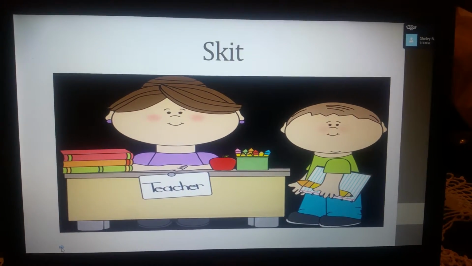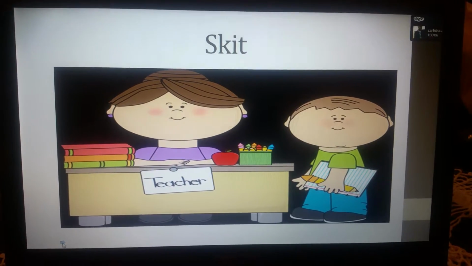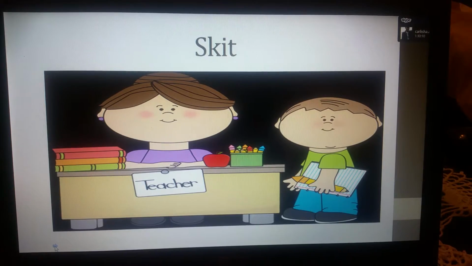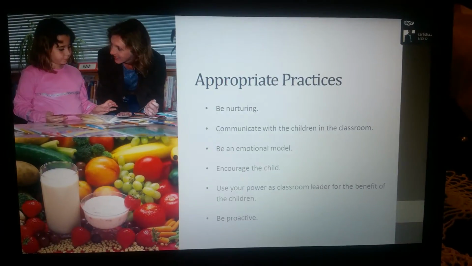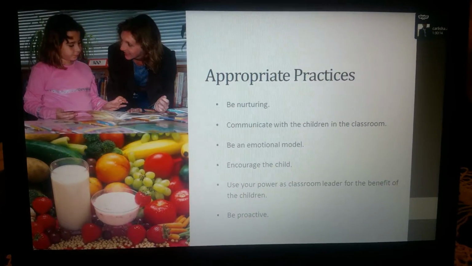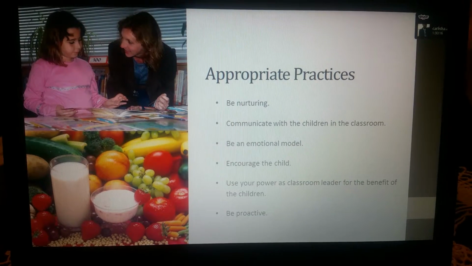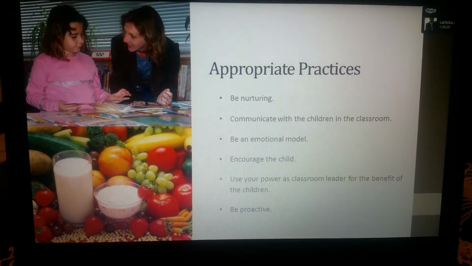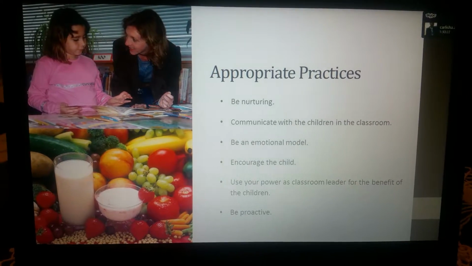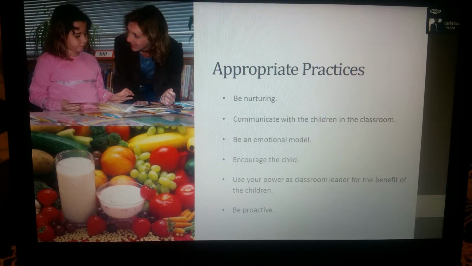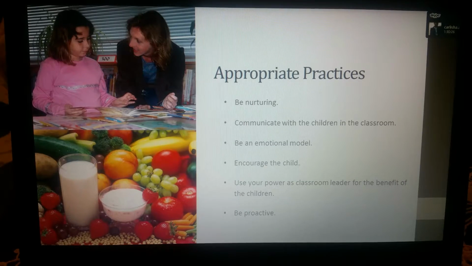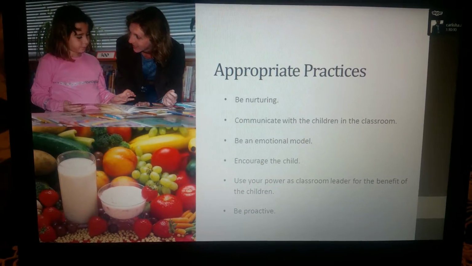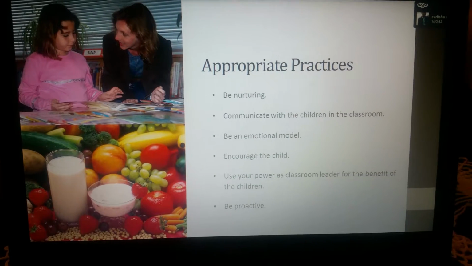Here are some developmentally appropriate practices that should have been applied to your class to help avoid situations like this. You could be nurturing. Communicate with the children in the classroom. Be an emotional model. Encourage the child. Use your power as classroom leader for the benefit of the children. And most of all, be proactive.